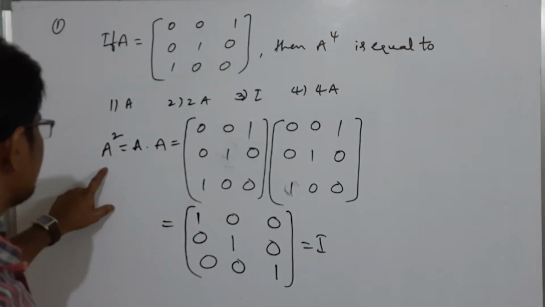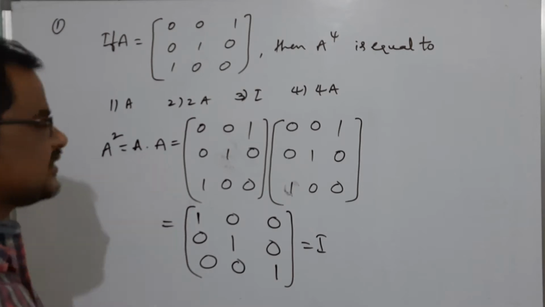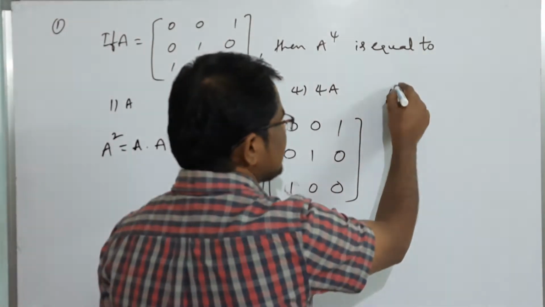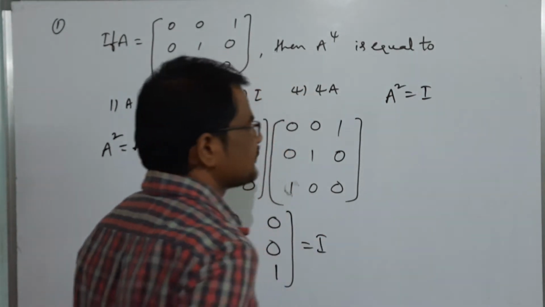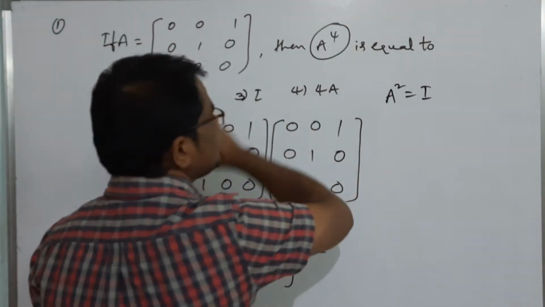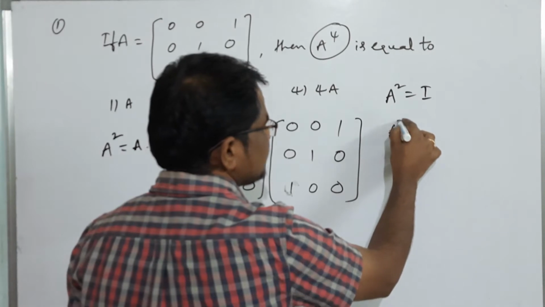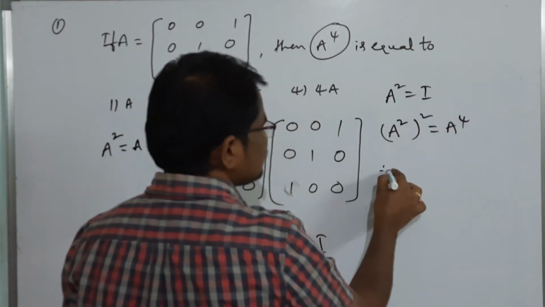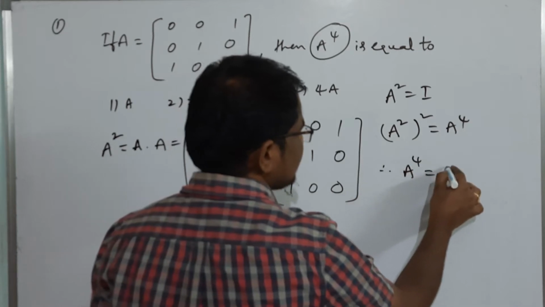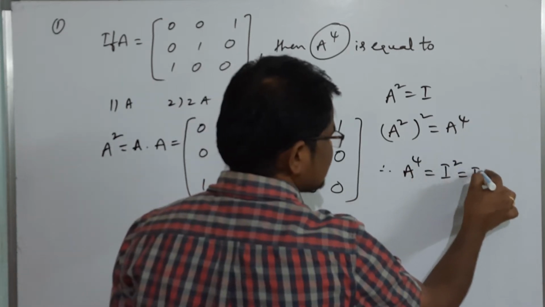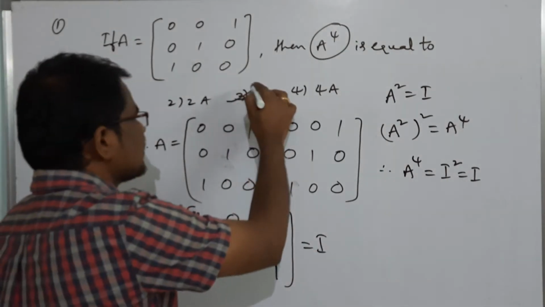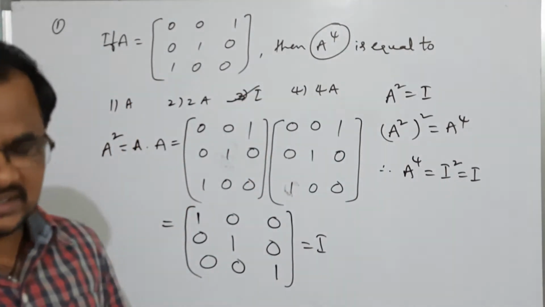Now A square equals what? A into A, that is equal to I. So finally A square equals I. Now what we have to find? A to the power of 4. So A square whole square equals A to the power of 4. Therefore A to the power of 4 equals I square. I square is nothing but the identity matrix only. So that's why our answer is the third option.